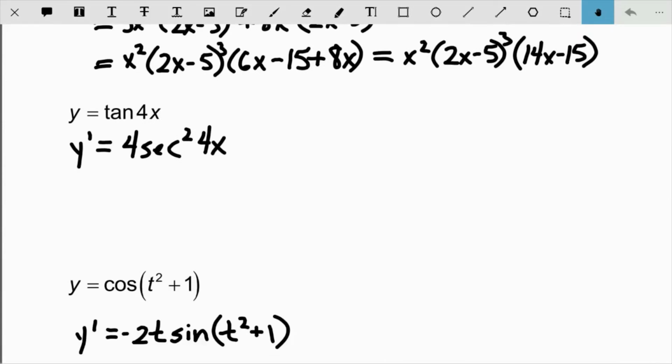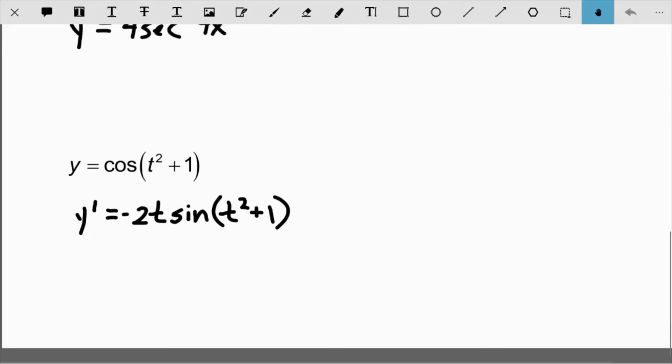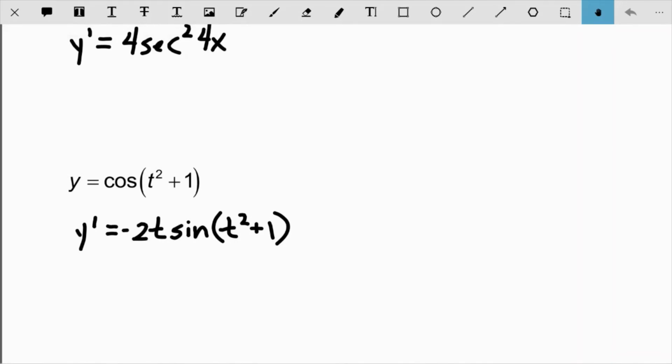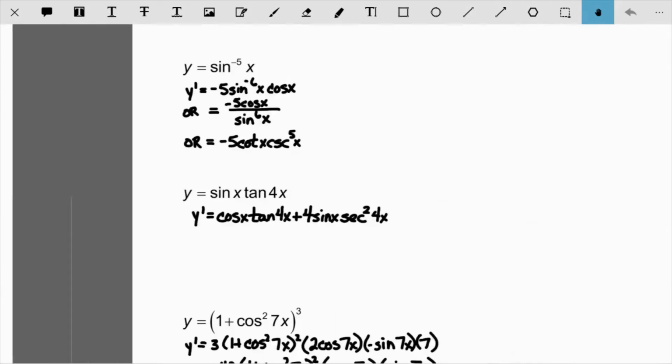Tangent 4x. Eventually, I want you to get to the point where on most of these, you just skip over the extra steps. And this is a good example of one where you can easily skip the steps. The derivative of tangent is secant squared. The derivative of 4x is 4. Okay, same thing on this next one. Cosine of t squared plus 1. Derivative of cosine is negative sine. So I have negative sine of t squared plus 1 times the derivative of t squared, which is 2t.